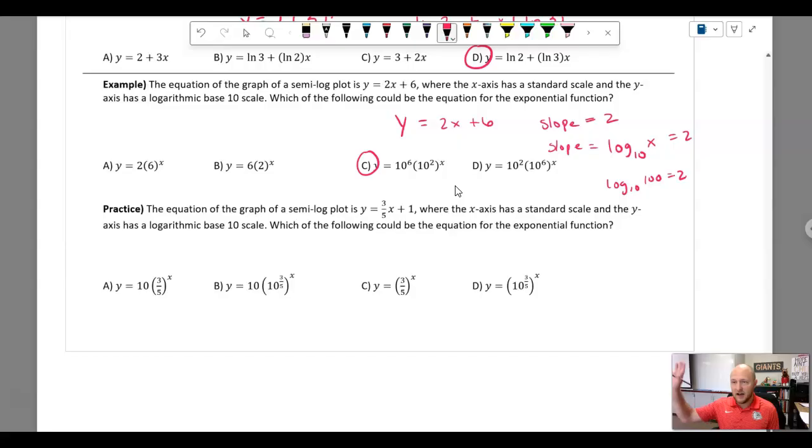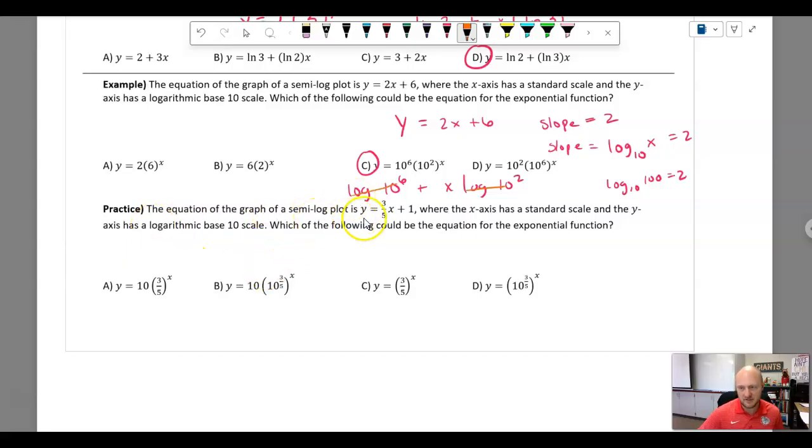Again, because if I took a logarithm of each piece, I would have log of 10 to the power 6 plus x times log of 10 to the power of 2. And because the logarithmic base is base 10, these would cancel. And so that's how we get 6 plus 2x. Okay, so answer is C. That's a weird one. That's a difficult one. Okay, go ahead. Try this next practice one.